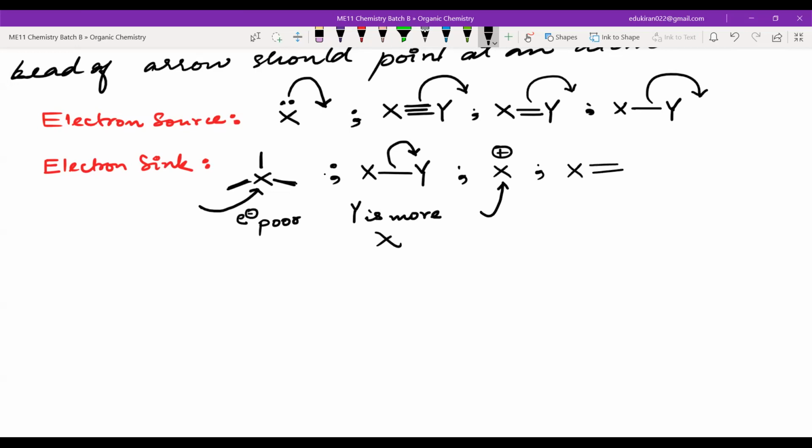Similarly, you can have X double bond Y, and in this case, the double bond is pointing towards Y. That means the electron source is the double bond, and Y is the atom which is receiving the electrons. Okay, write this down. Let me know if you're done.